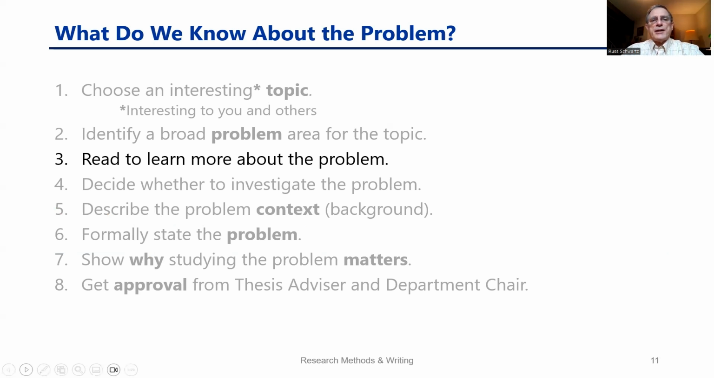So now that you've identified a problem area within your topic, it's time to read more about the problem. Yes, you probably did a bunch of reading already when you were trying to decide what a problem was. But that first set of reading you did was to find out where a problem exists. Now you've got to go and do some more reading to learn about the problem you've decided on. So let's see how that's done.